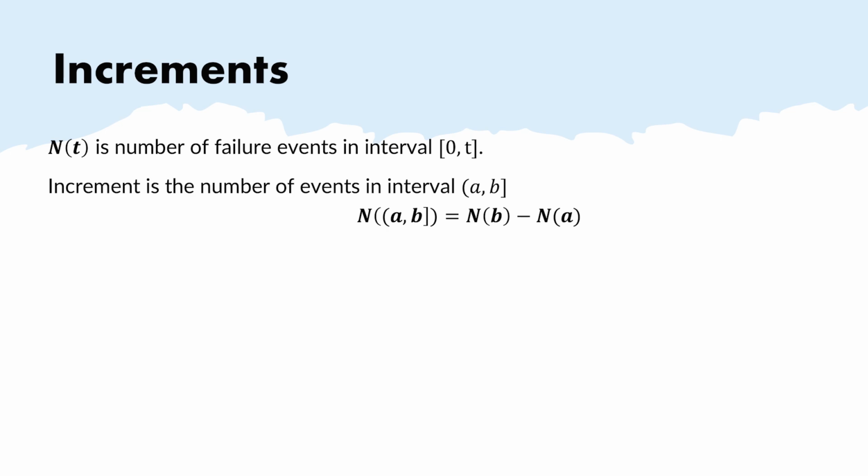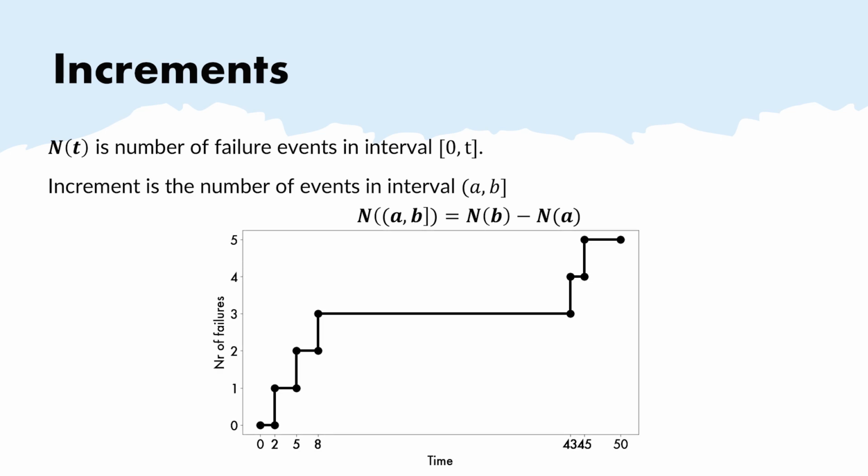to B, and you calculate it by subtracting the number of events at A from the number of events at B. So, for example, if you are interested in the number of failure events in the interval from 5 to 8, we subtract 2 from 3 and we get 1 failure event.